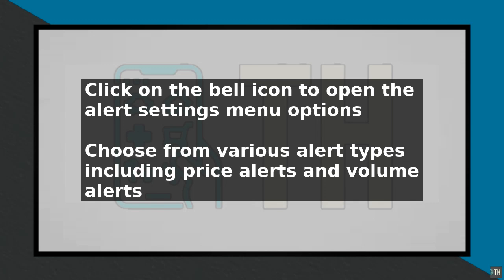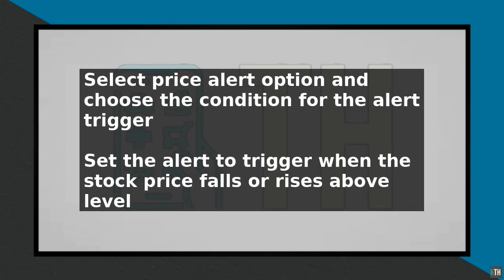For example, if you want to set a price alert, select the price alert option and choose the condition, such as when the stock price reaches a certain level or when it moves by a certain percentage. You can also set the alert to trigger when the stock price falls below or rises above a certain level.